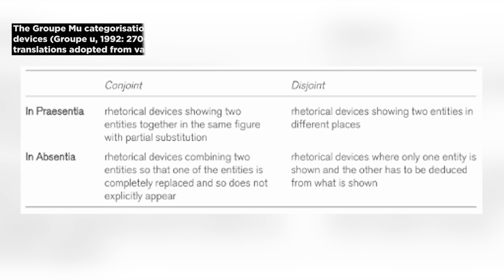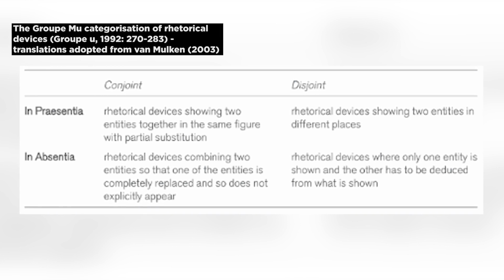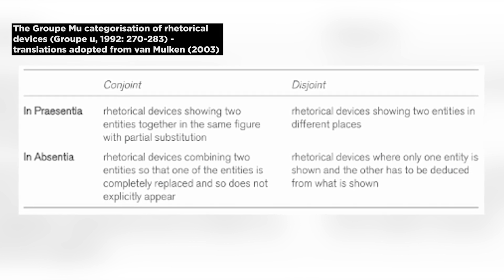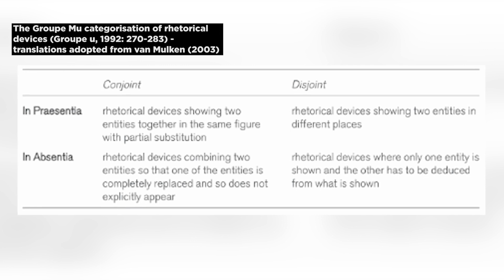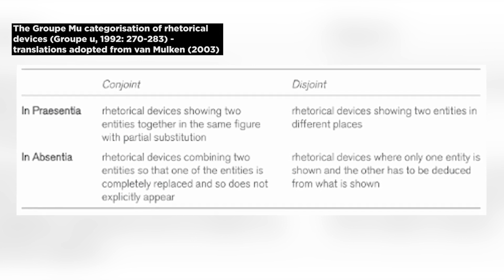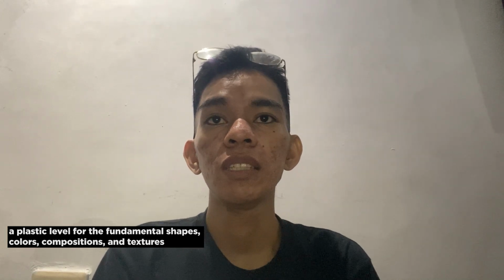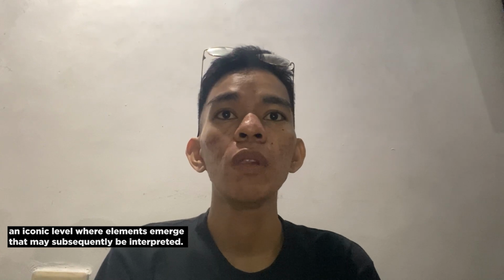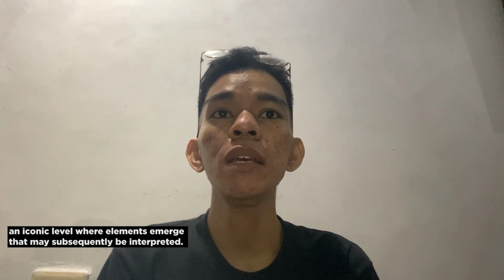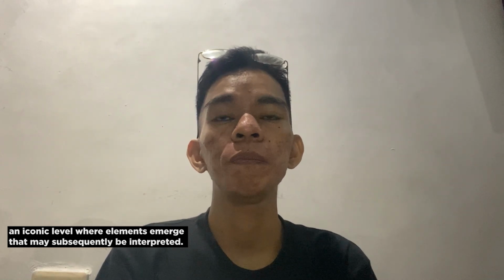In this table, Group Mu categorizes nonverbal semiotic systems into two layers of classification. The first one is the plastic level of fundamental shapes, colors, compositions, and textures. The second one is an iconic level, where elements emerge that may subsequently be interpreted.